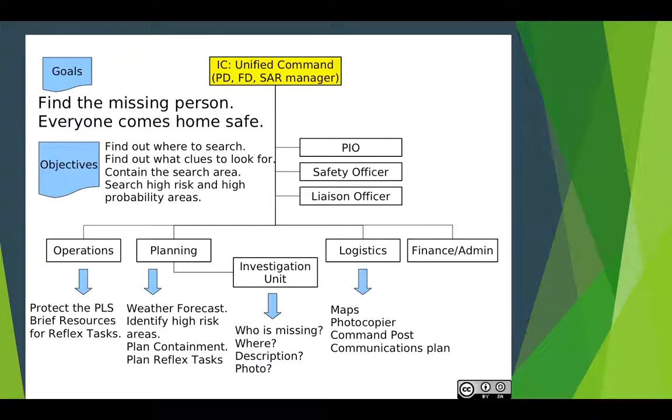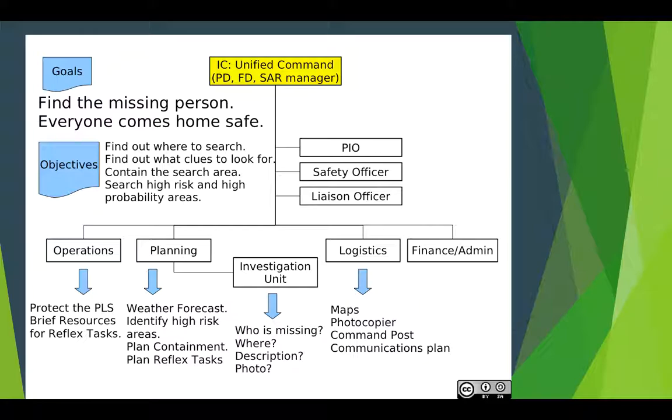Let's break this down a little bit further as we're thinking about incident command in the context of a search. General goals of any search and rescue are to find the missing person, and secondly, to ensure that everyone comes home safe. The objectives are more applicable to the specifics of the search. In this case, find out where to search, find out what clues to look for, contain the search area, search high risk and high probability areas. And again, we'll come back to what high risk and high probability areas look like, but it's always important to keep that in mind when structuring the directions to give to people going out into the field.